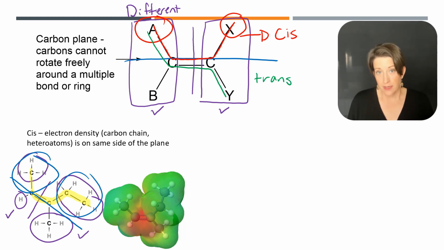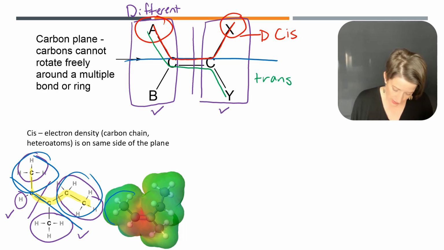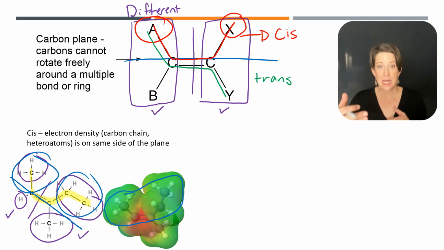Another way to look at this, in case we don't have just carbons, we might have heteroatoms like oxygen, nitrogen, or our halogens, is to look at the electron density. Follow the electrons. So here we have a map of electron potential, so the potential of finding electrons. If you notice, the majority of the green space, or the cloud, is on the same side of that double bond, so that is another way in which we can visualize this cis designation.